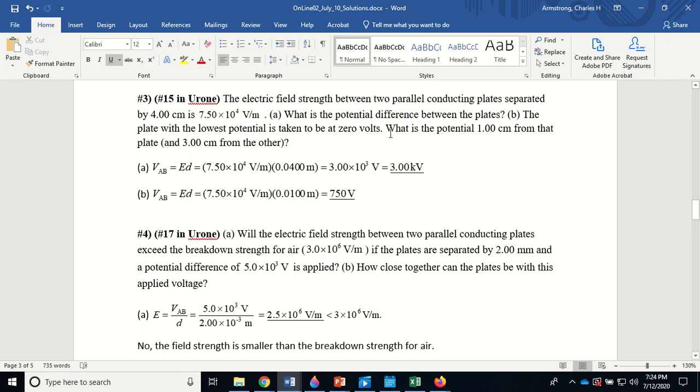Okay, so we're told the electric field, there it is right there, in volts per meter. And then we're told the distance, 4 centimeters, is 0.04 meters. And we get 3 times 10 to the 3rd volts, or 3 kilovolts. So what is the potential difference between the plates? It would be 3,000 volts, 3 kilovolts.